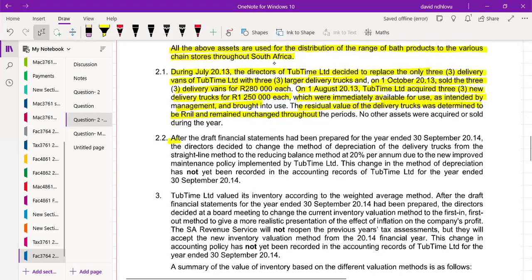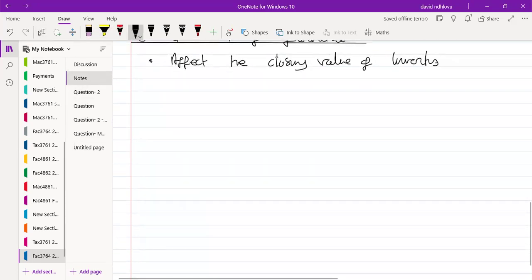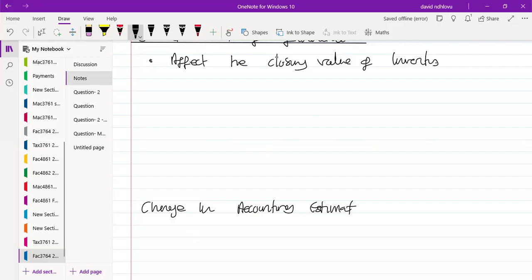Let's go to number 3. After the draft financial statements had been prepared for the year ended, the directors decided to change the method of depreciation of the delivery trucks from the straight line method to the reducing balance method at 20% per annum due to the newly improved maintenance. I had not gone through this question earlier, so it doesn't give me only the change in policy, it also gives me the change in accounting estimate. So there are 2 things that I'm highlighting here: the change in accounting estimate as well as the change in accounting policy.